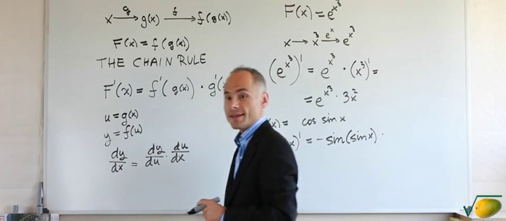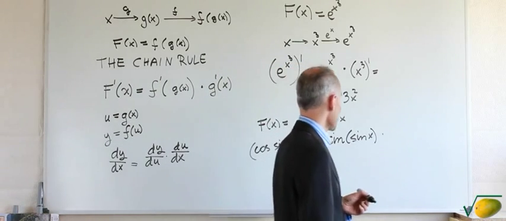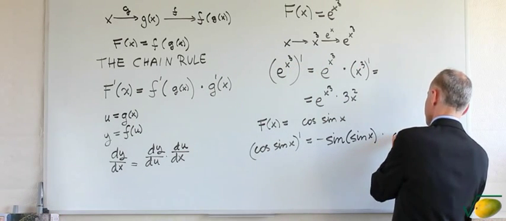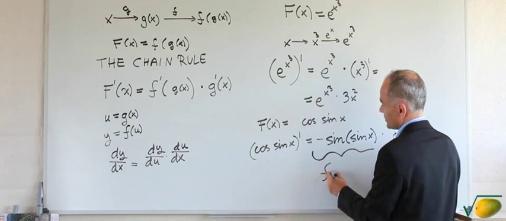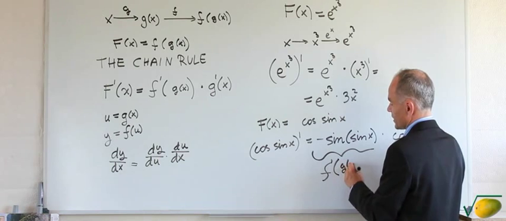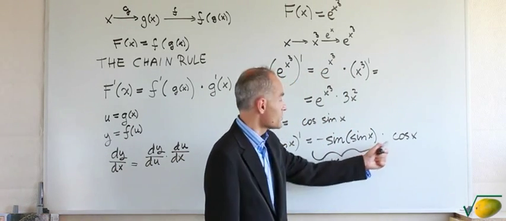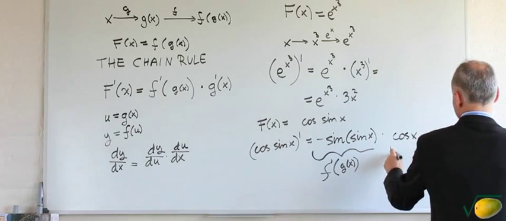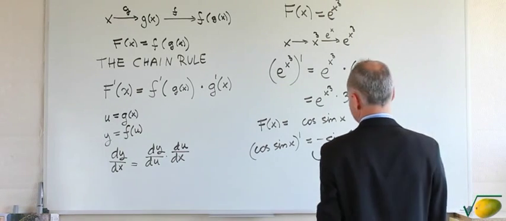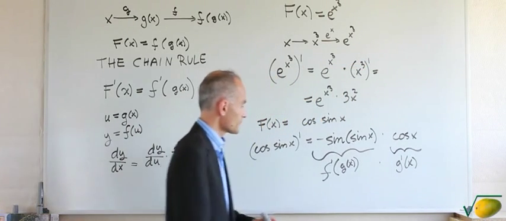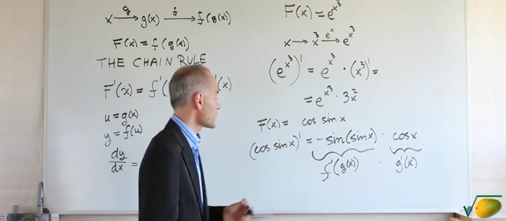And then you multiply that by the derivative of the inner function. The derivative of sine of x is cosine of x. So that's the answer. So this was the derivative of the outer function evaluated at the inner function, and cosine of x is the derivative of the inner function. G was sine and F was cosine.